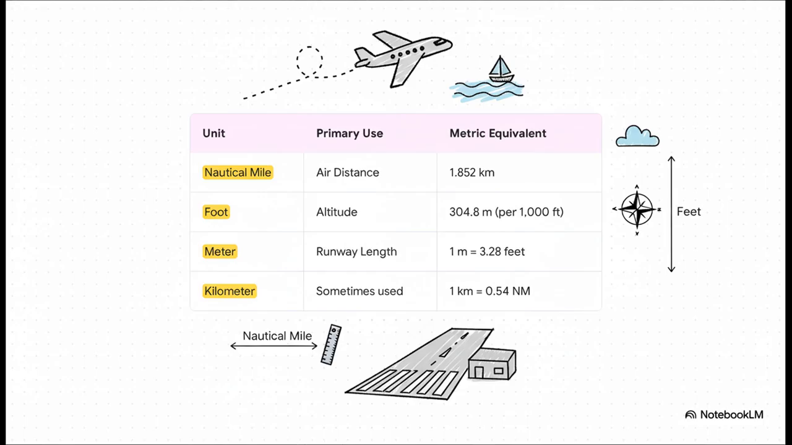So here's the whole toolkit, all laid out. We've got nautical miles for distance in the air, feet for altitude. But what's interesting is that meters are still used, but usually for things on the ground, like how long a runway is. It's this hybrid system where every single unit has a very specific and very important job.